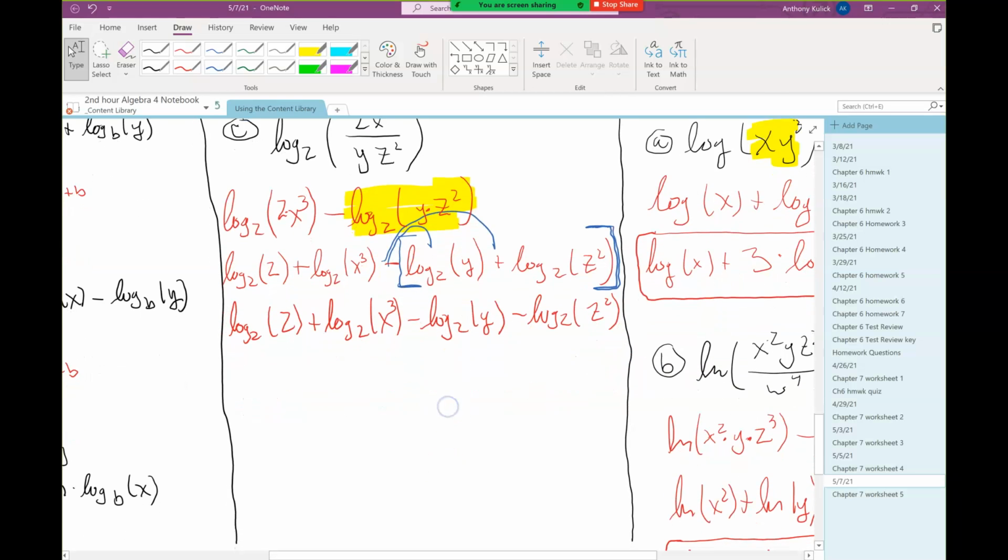Wait, I have a question. So when you multiply, is it plus, and then when you divide, it's exact? Yep, that's what the quotient and product properties say respectively. Okay, are we done, or do we still have more to do?